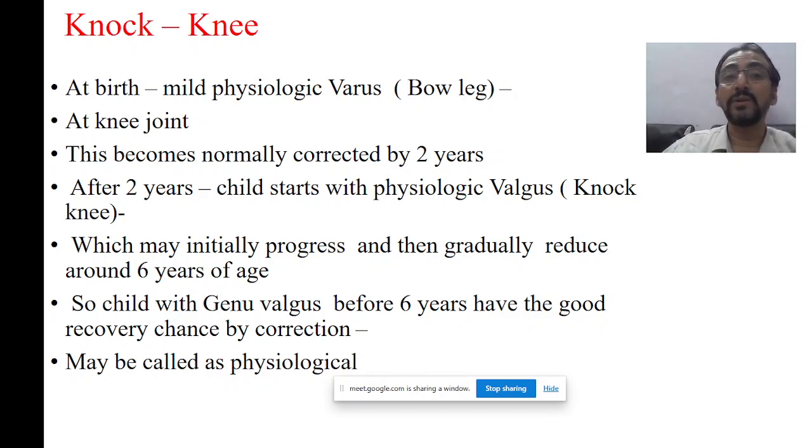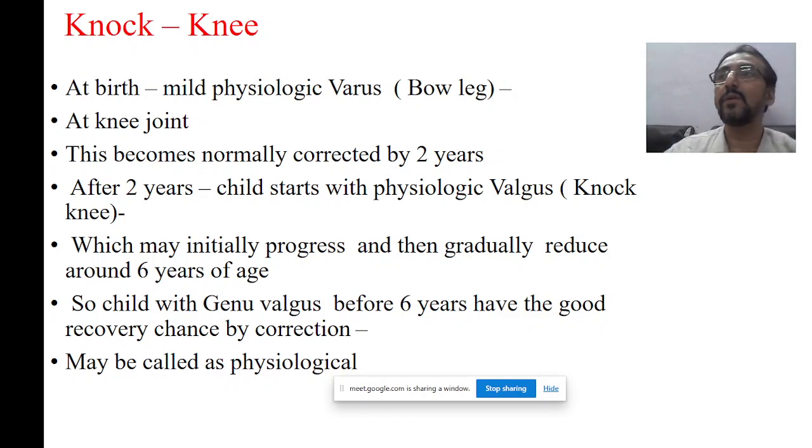Up to 2 years, the bow leg is physiological. Exceptions are there, and after 2 years it is quite common to see knock knees. These knock knees usually start after 2 years of age. Initially they progress, and then gradually reduce around 6 years of age.